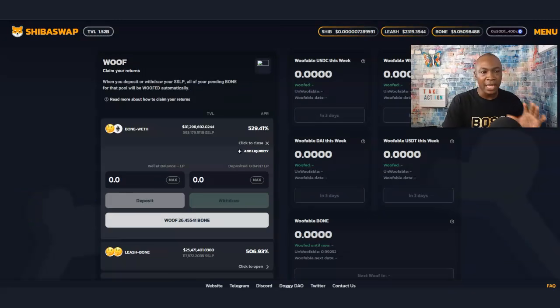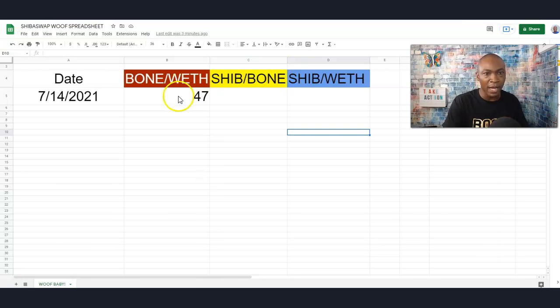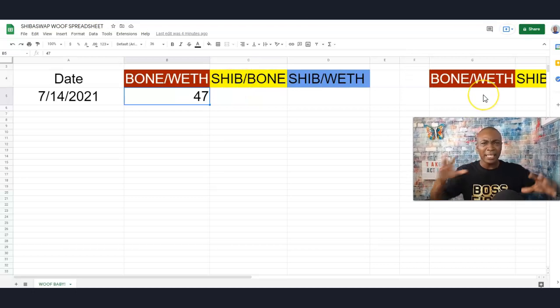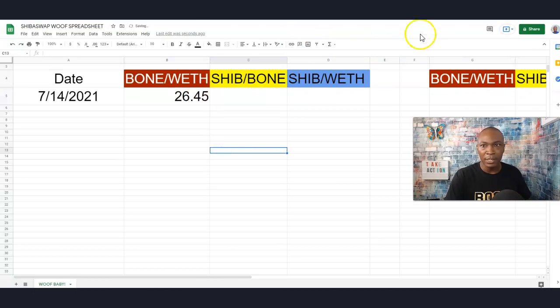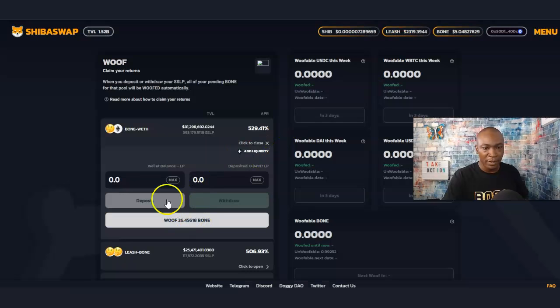Now, I'm going to just add in the bones for right now. Eventually, I'll add the revenue, but I'm going to focus on just the accumulation of bone. So 26.45, and this is a little spreadsheet I did. It's in the beginning stages. I'm keeping it real simple. So pretty much the bone is 26.45. So we're going to put it there, and that's what we have.